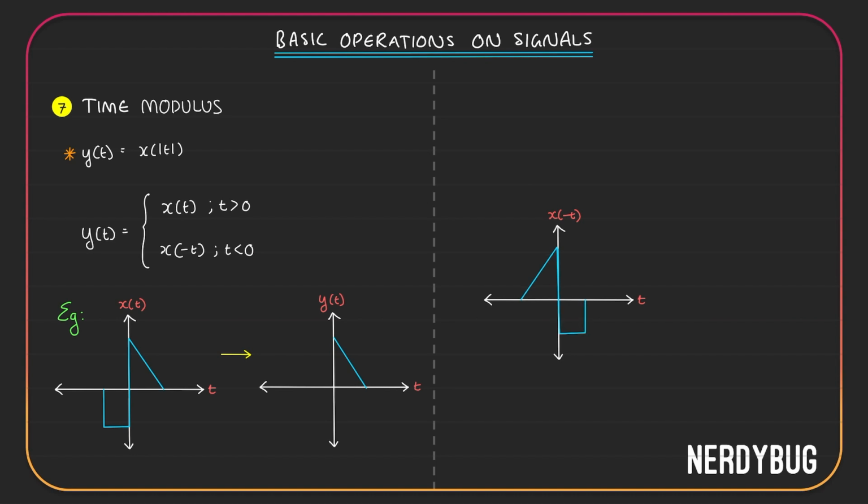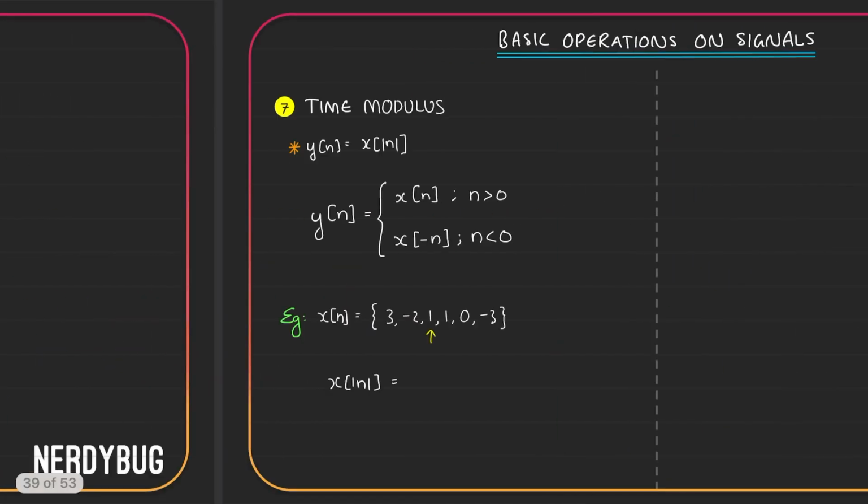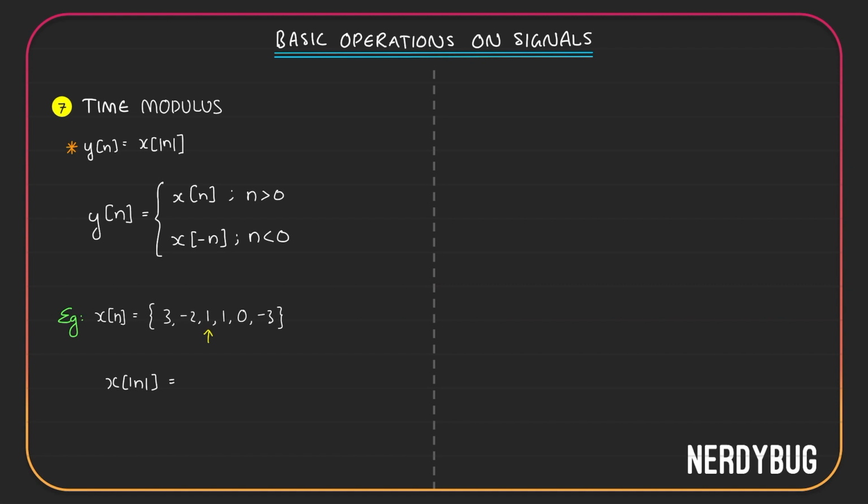And what does the definition say? For t less than 0, we have x of minus t. That is, on this side of this signal, we should take reference from x of minus t. What do we have here? We have this. So that's what we're going to have here. We'll have a triangular signal. So we can conclude that when we take time modulus, whatever was in the original signal on the left side will be gone. Whatever was on the right side of the vertical axis will be exactly what you will have to find on the left side. Let's try to do the same thing for a discrete time signal.